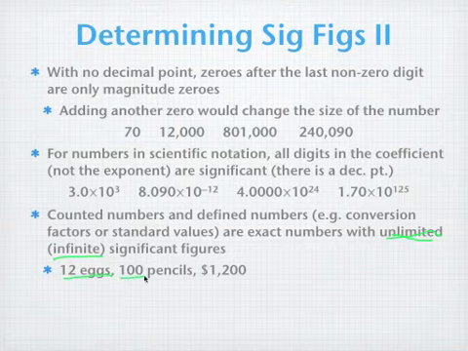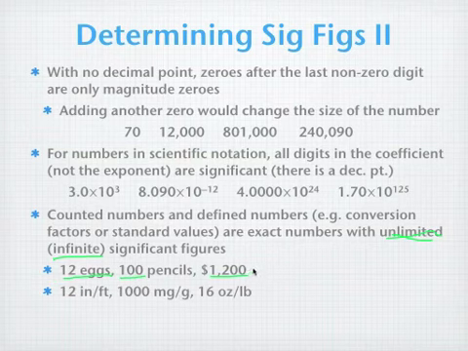100 pencils. Again, you can't have 99.9 pencils. You can't have 100.1 pencils. You have 100 pencils, and if your count is correct, then that's fine. Also, money. $1,200. You can count money, so you can be certain that you have the correct amount of money. Conversion factors as well are exact numbers.